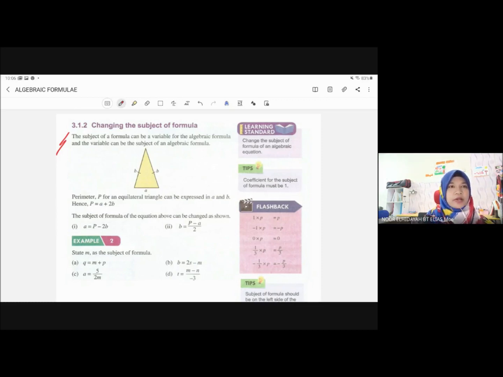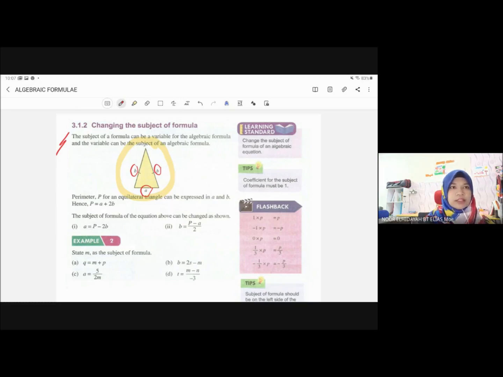Now let us look at the example given here, the diagram. You have an isosceles triangle, given that this side is B, this side is B, and this one is A. Here the perimeter P is given, so the subject of the formula is P. Whether P is a capital or small letter does not matter, but normally for the subject of the formula we use a capital letter, depending on the question.